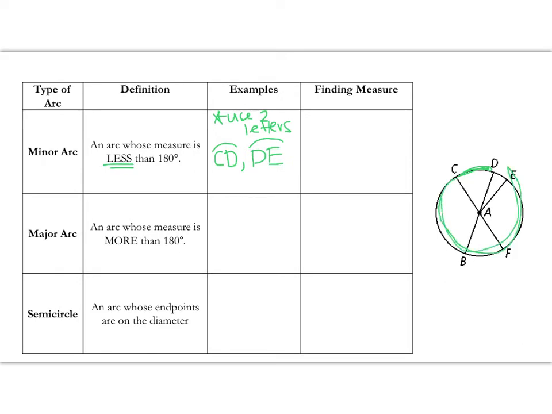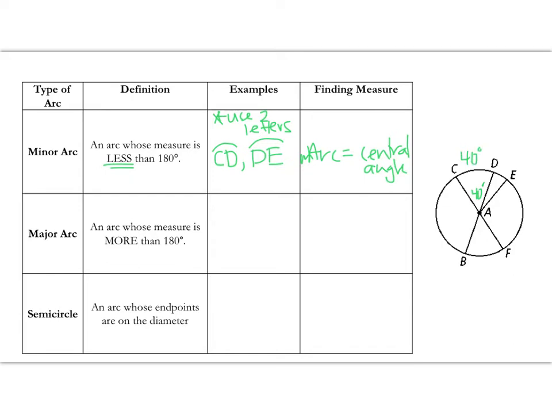They're going to use three letters if they want you to go all the way around. So you just need to get in the habit of, if it's two letters, that's the minor arc. It's the shortest distance between those two letters. To find the measure of the minor arc, the measure of the arc is equal to whatever the central angle is. So if I threw like 40 degrees in here, this arc outside here would be 40 degrees.